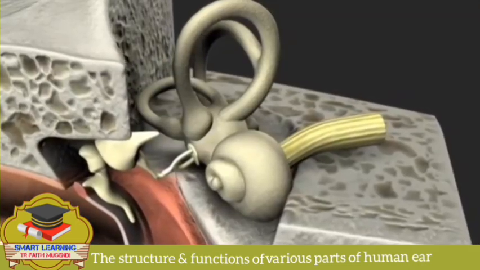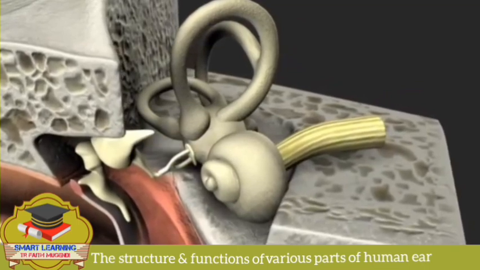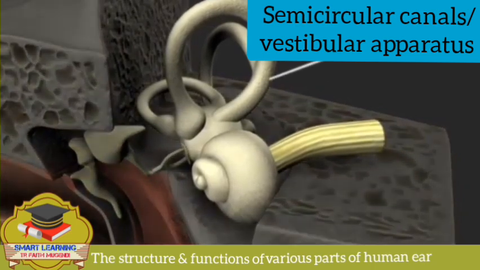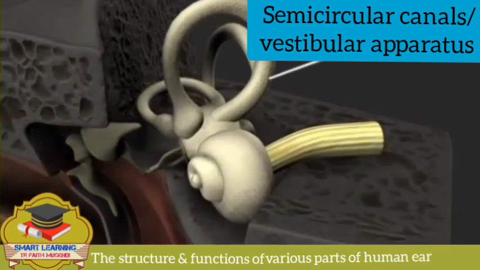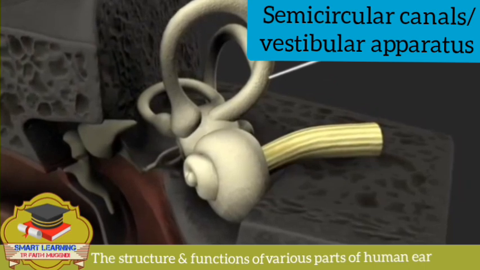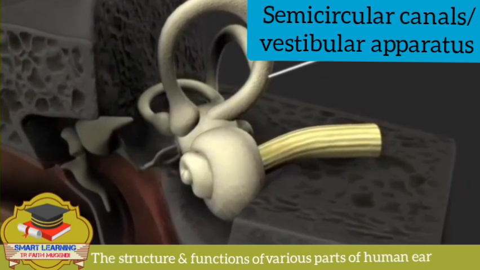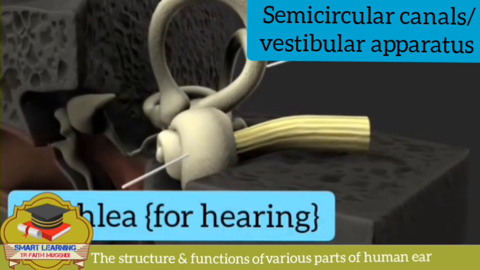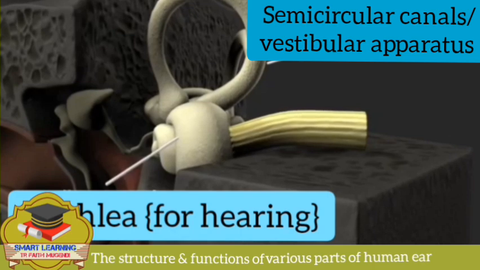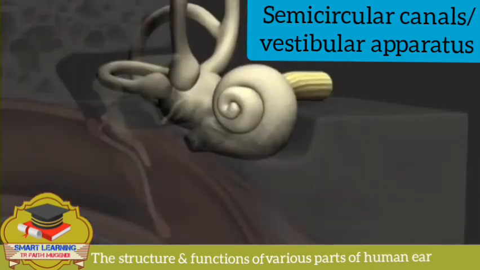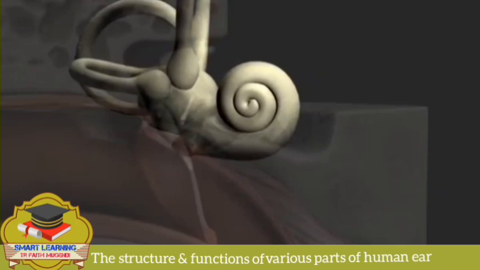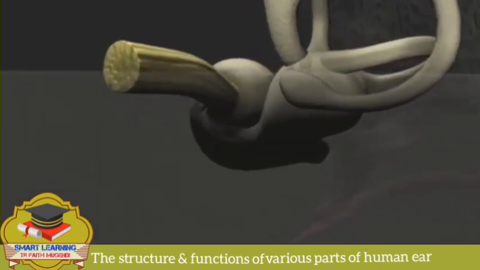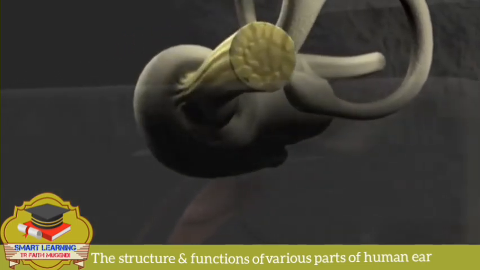Let's now look at the inner ear. It's a system of fluid-filled cavities and canals connected to the middle ear by the oval window. The canals and the cavities form a system which comprises the cochlea and the vestibular apparatus. The cochlea is concerned with hearing, and the vestibular apparatus is concerned with body balance and posture. The vestibular apparatus consists of semicircular canals, utricle, and the saccule.